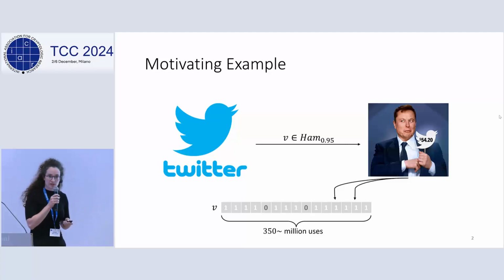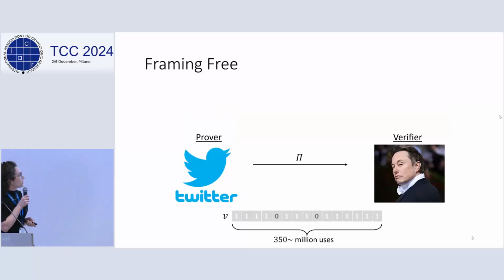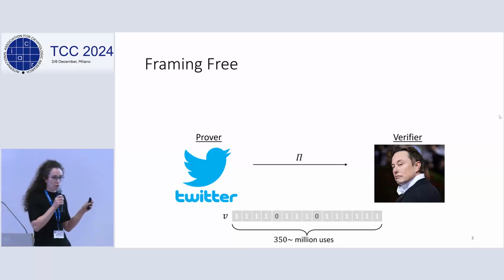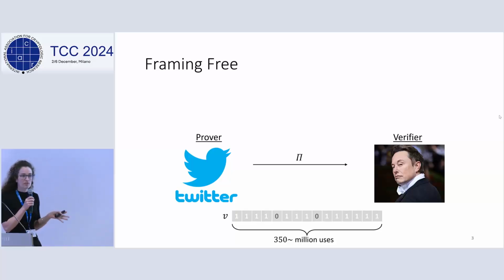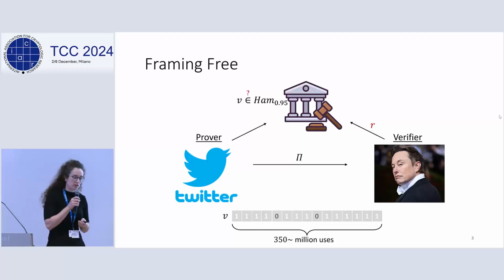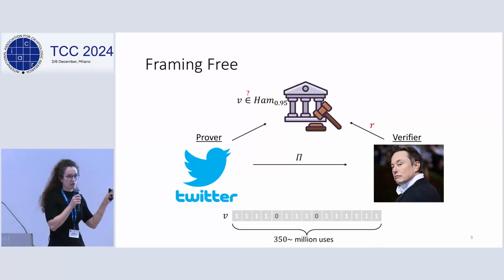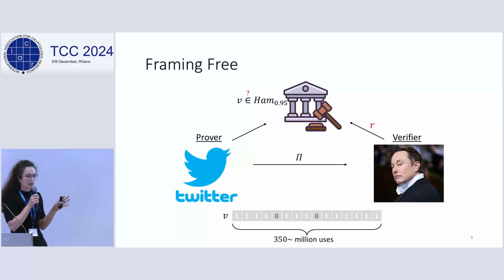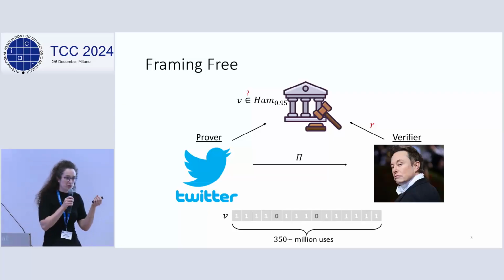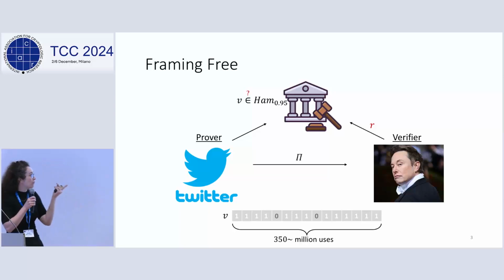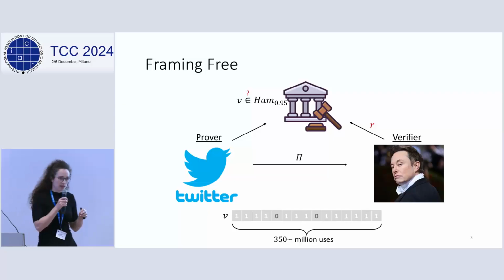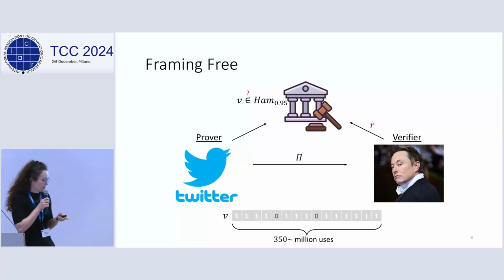So let's see what properties we want from such a proof system. First, we want a framing-free proof system. We want perfect completeness. Let's say that we do have a proof system for the Hamming-weight problem, and we have two-sided error, even exponentially small error. In this case, even if Twitter was honest, Musk could deliberately choose randomness that will make this proof fail. Now, going with this as evidence to court might unjustly frame Twitter. So we want perfect completeness, in which an honest party cannot be falsely accused. We want Twitter to be willing to post the proof.